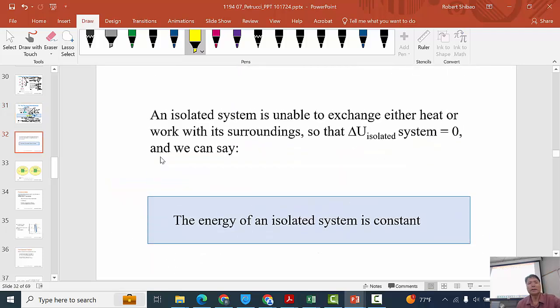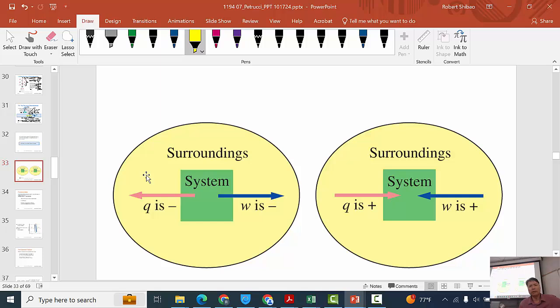Basically, if we have an isolated system, it's unable to exchange either heat or work, and therefore delta U, the total energy change in an isolated system, is zero. And so here's our system here in green, and we can lose energy in the form of heat, and we can lose energy in the form of work. In this case, the system lost heat and does work. When we say does work, the system is doing the work.